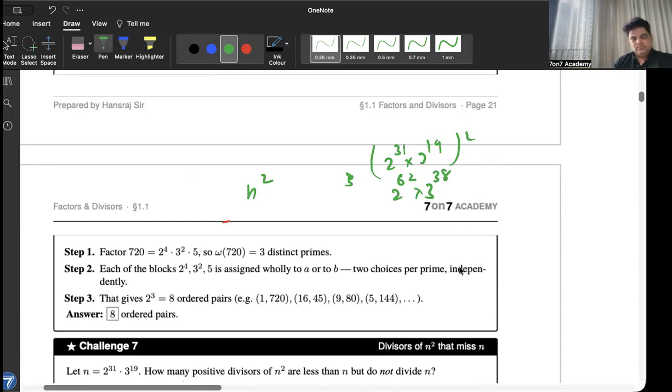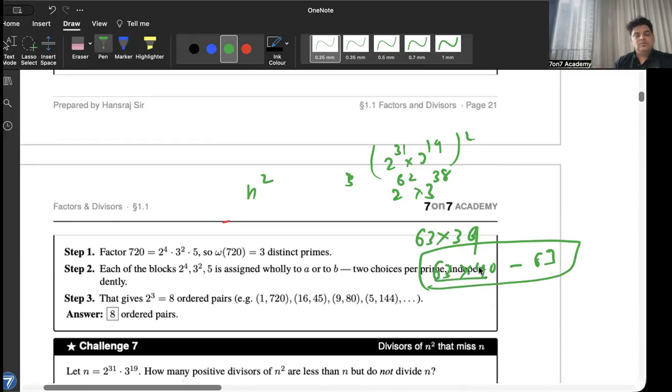63 into 39. You can write 63 into 40 minus 63, so you can multiply and calculate the number of divisors. Will you get even or odd? Tell me. You'll get odd, because you're subtracting an odd number from an even number. Agree? So you get odd.